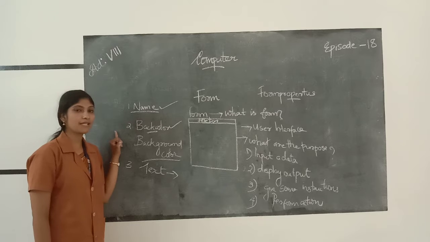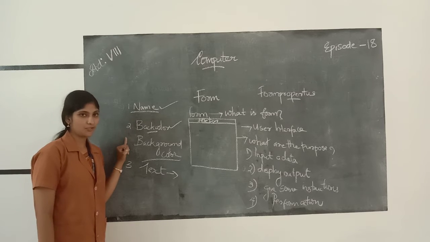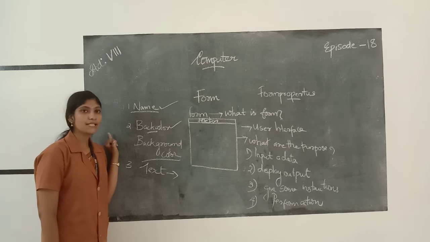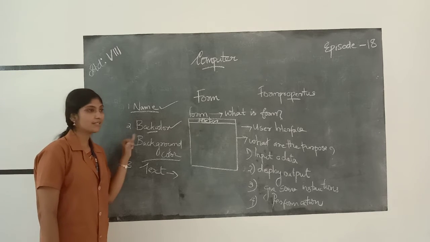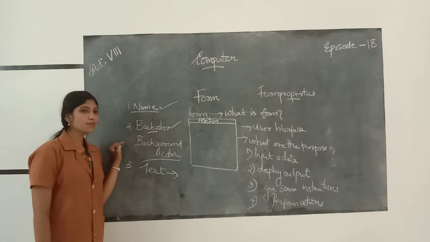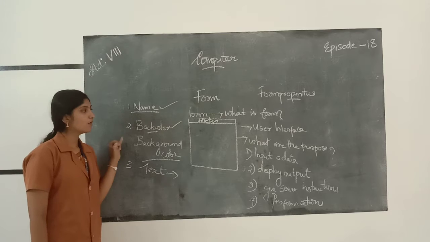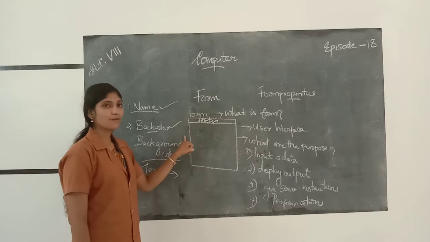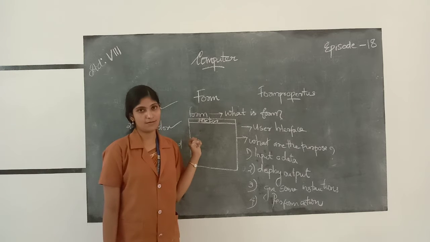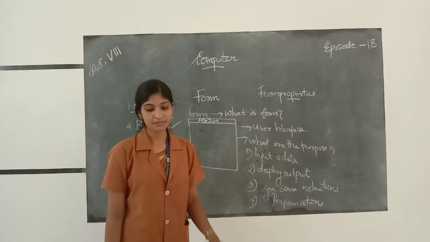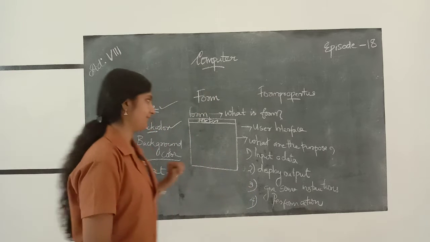So first property is name. Name defines a name for a shape, and then second one is back color, with which we can set a color to this form. Third one is text. We can write any name for this form, and which will be displayed on the top of this page on the title bar. Right? Then fourth one is font.